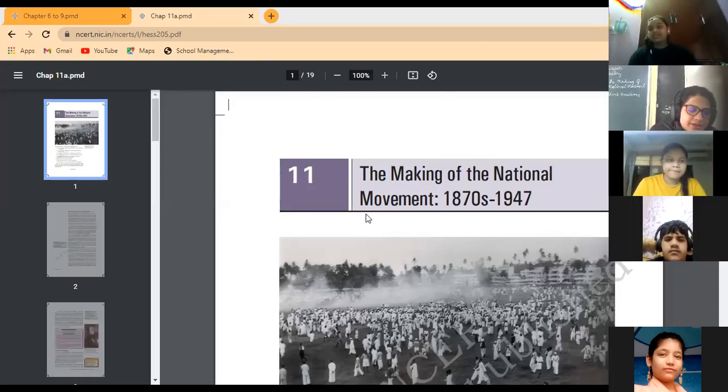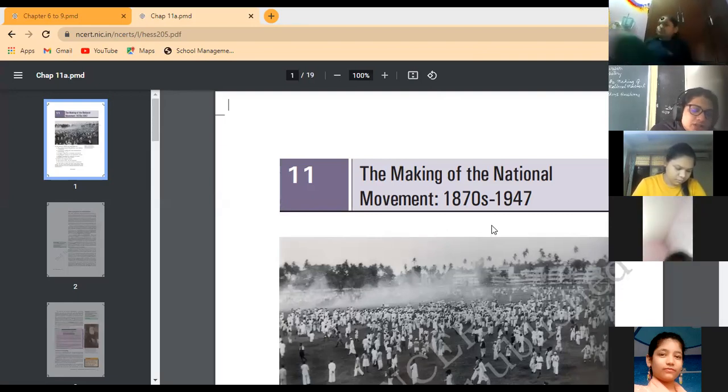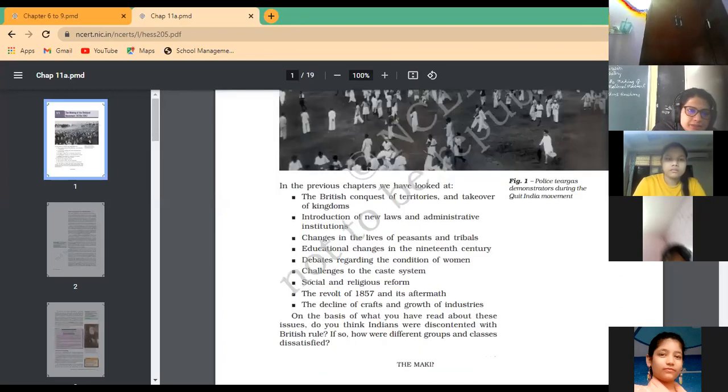Hello everyone, let's recapitulate History Chapter 11, The Making of the National Movement, 1870s to 1947. Yesterday we celebrated Republic Day, the day on which we adopted our Constitution. Before this Republic Day, first we got freedom from the Britishers. So let's talk about this.